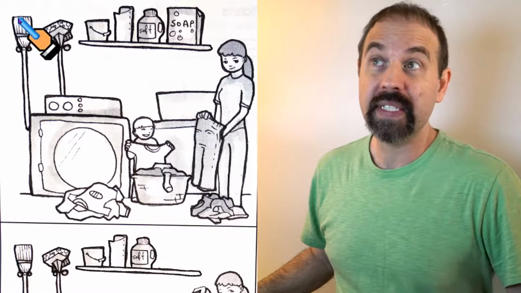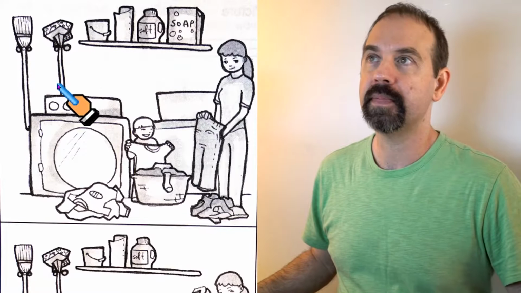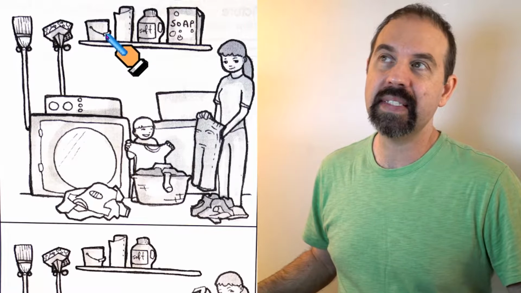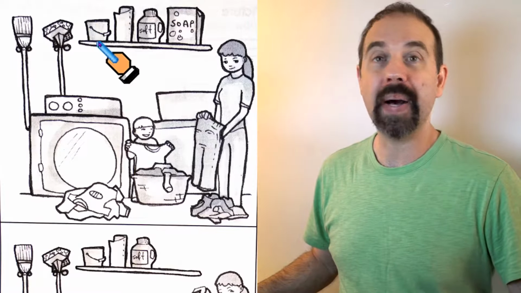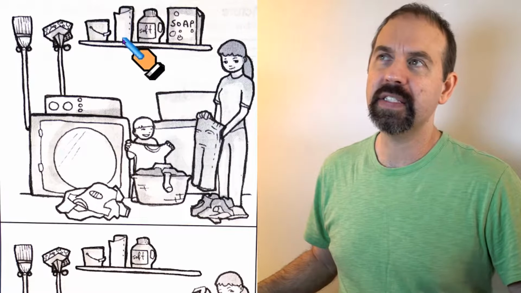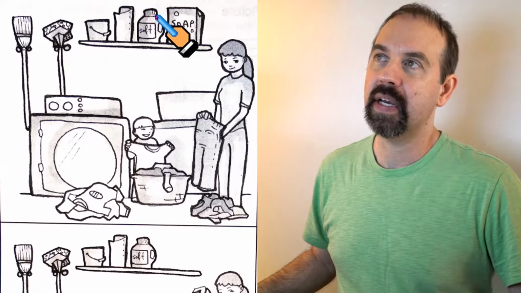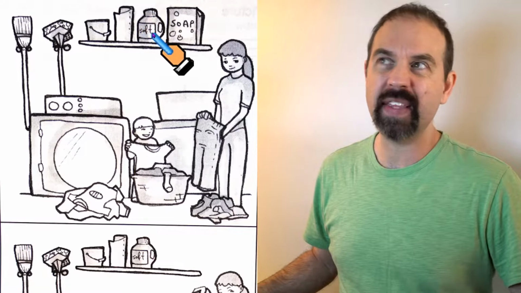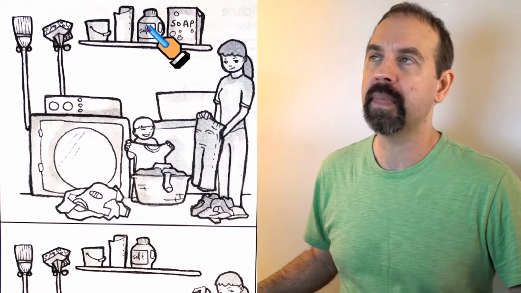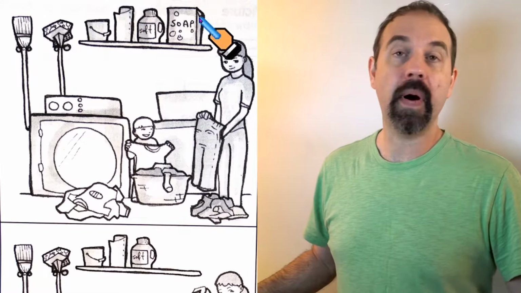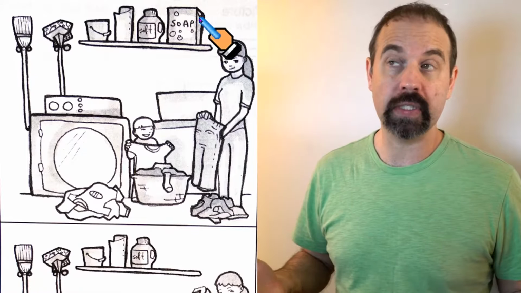On the wall we see a broom, a mop. We can see also a shelf. This is called a shelf with a bucket. This looks like paper towels. Right here it says soft, so I think this is softener, fabric softener. And here we have a box of soap, which we also call laundry detergent.